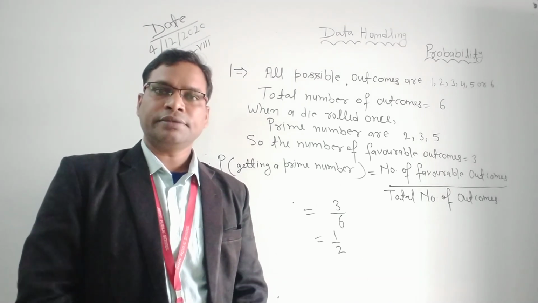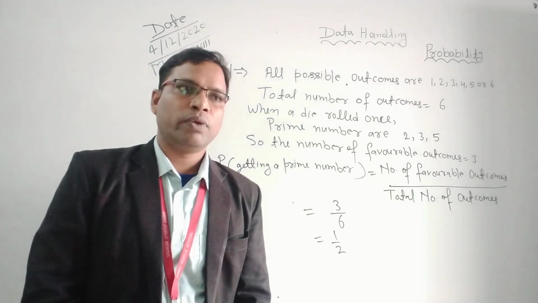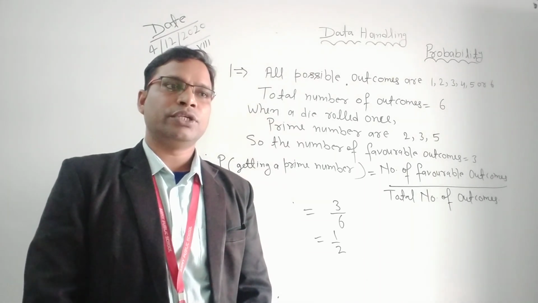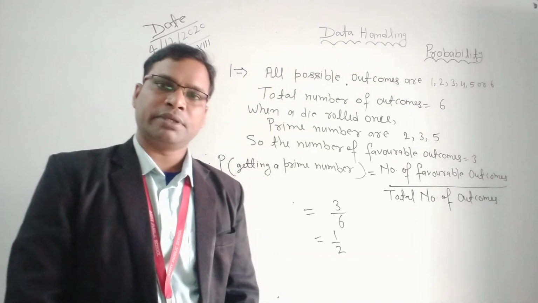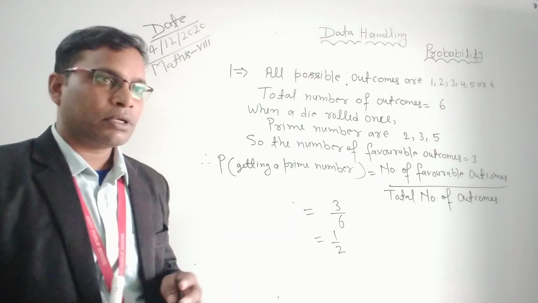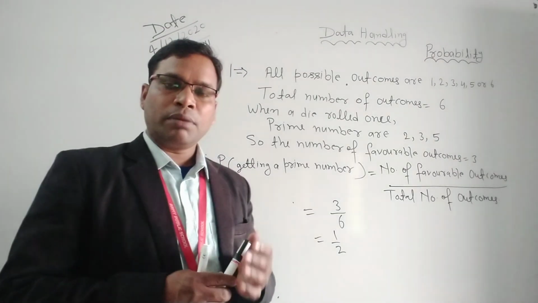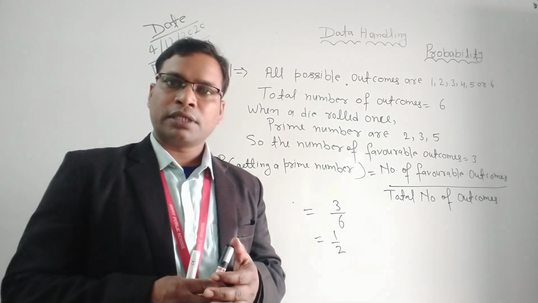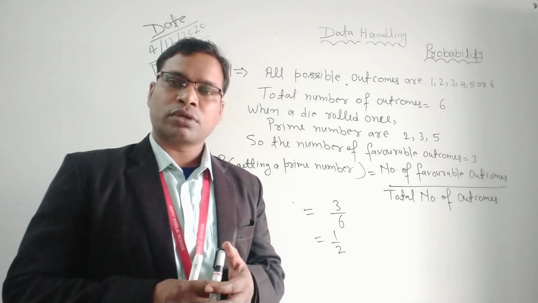I repeat this question again. In this question, it is given that when a die is rolled, find the probability of getting a prime number. So when we roll a die, you observe all possible numbers: 1, 2, 3, 4, 5, 6. These are all possible outcomes.